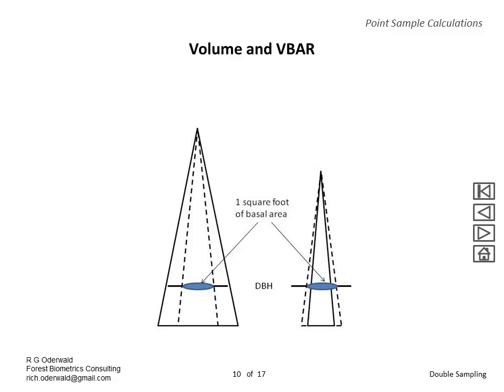The 3 14-inch DBH trees have the same basal area, but one tree is 1/2 log taller. That makes the V-bar higher, even though both trees have been adjusted to 1 square foot of basal area.